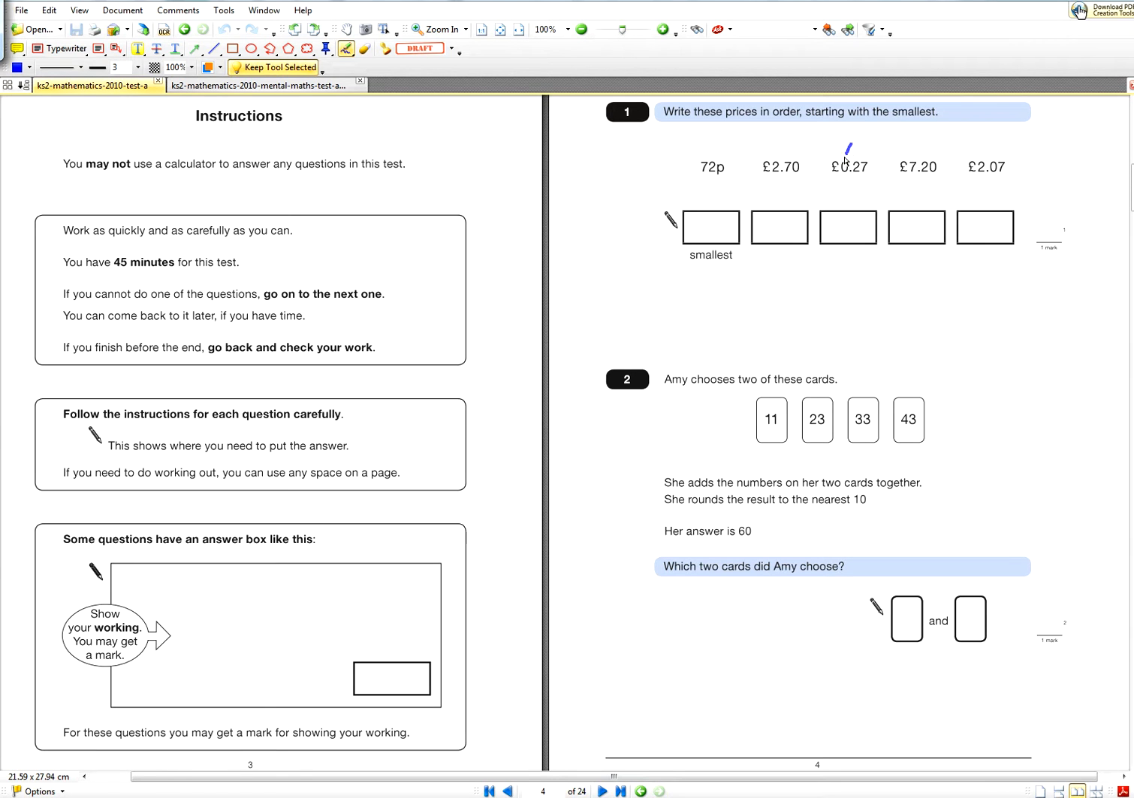27p. 27p is first. Okay, I think that pencil is a bit too thick. Next, after 72p. And then? £2.7. And then? £2.70. And then? £7.20. Lovely. Now we put them in order into here. So we have 0.27.